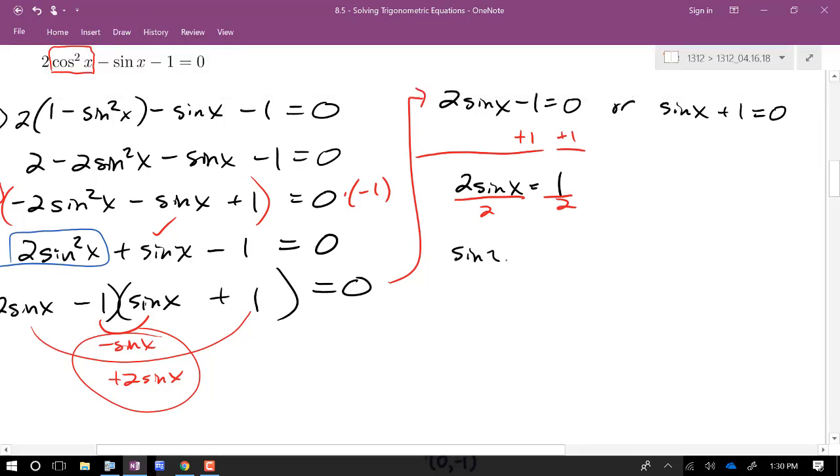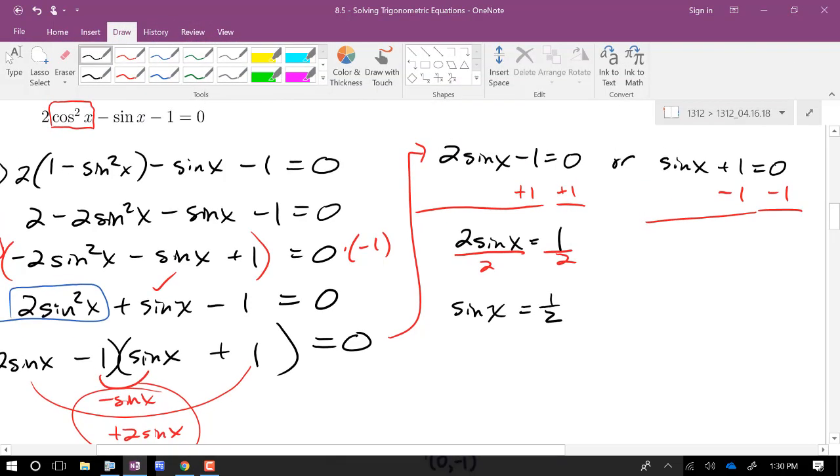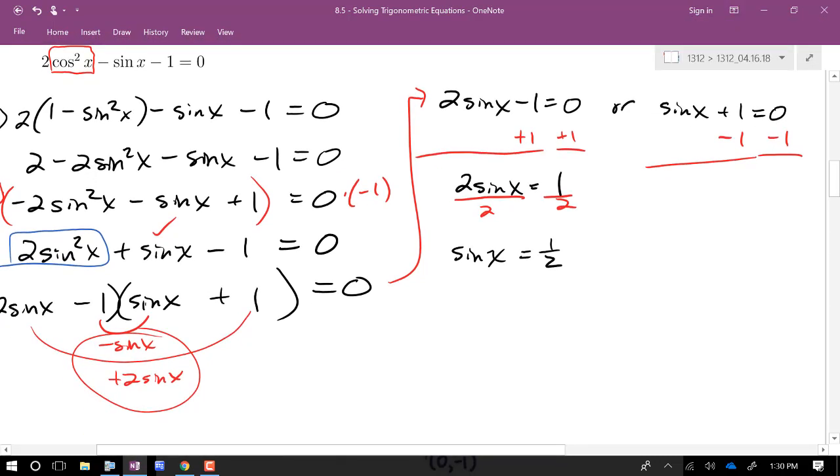We get sine x equals a half. On the other side, all we do is subtract 1, and we get sine x equals negative 1. Now we're very, very close. Sine x equals a half.